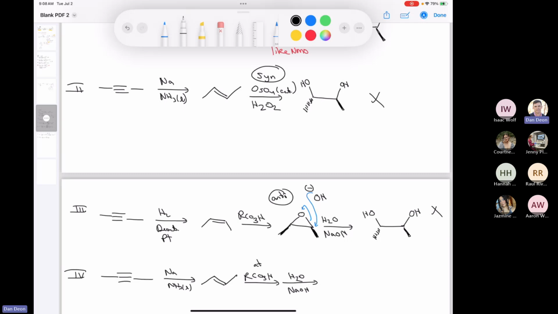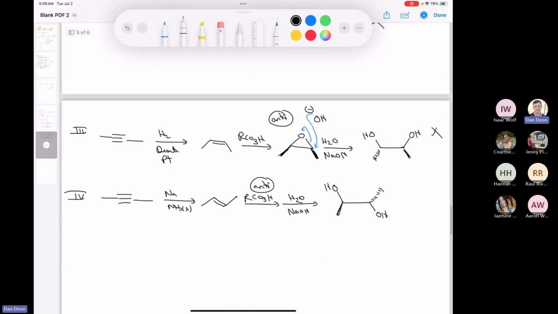But remember, that's anti-addition, like that. So now we're going to have our anti-addition of our hydroxyls. I'll do it differently this time. We're going to end up with one up here and one down here, like this, but we're going to have one methyl group coming out of the page like this, and the other one going back like that. So what kind of compound is this?